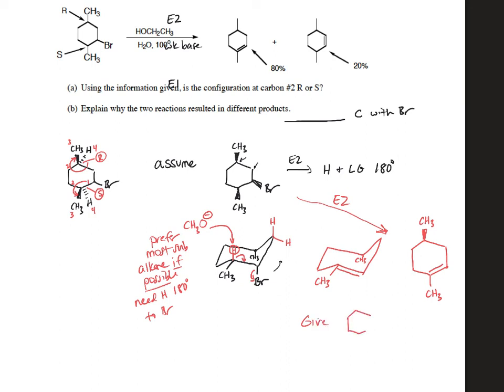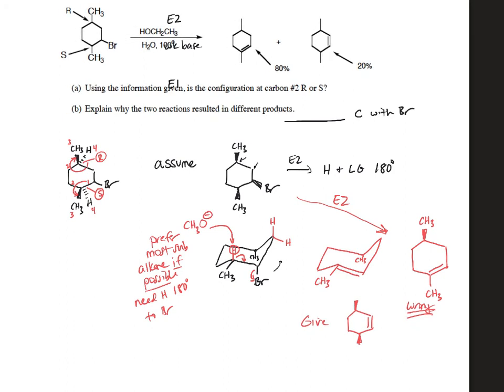They give this as the product. Double bond there, methyl there. So that's not what I get when the Br is forward. So this is the wrong product, right? It's not the result that I should have gotten. So what this tells me is that my bromine should be going the other way. So I'm going to try the other one.